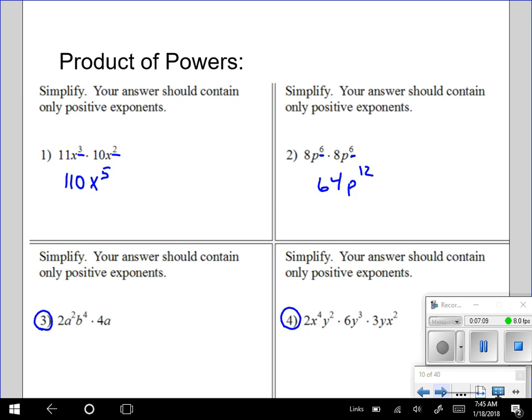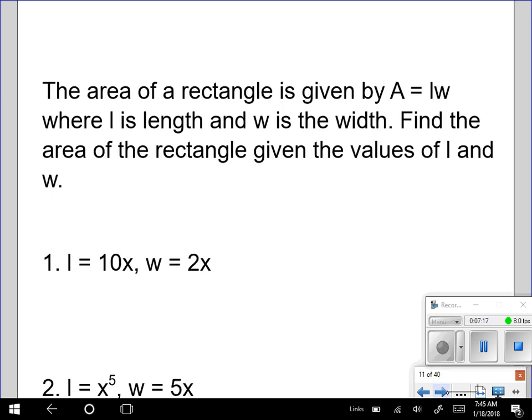The last part on some of your homework is going to be working with some story problem type things. So it says the area of a rectangle is given by A equals length times width, right? Where L is length and W is the width. It says find the area of the rectangle given the values of L and W. So it gives you the values of L and W.